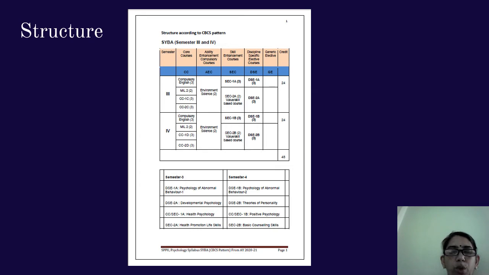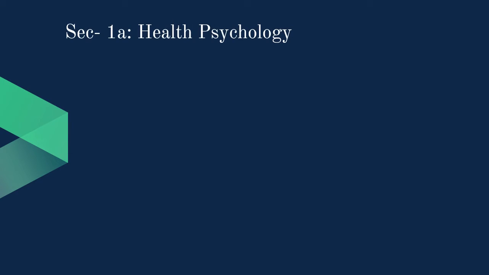Then you have the fourth paper, which is based on skills. It is health promotion life skills. It is rightly said, begin with the end in mind. So friends, before we discuss the syllabus of the health psychology paper, let us first have a look at what are the learning outcomes or what are the objectives of this particular paper.